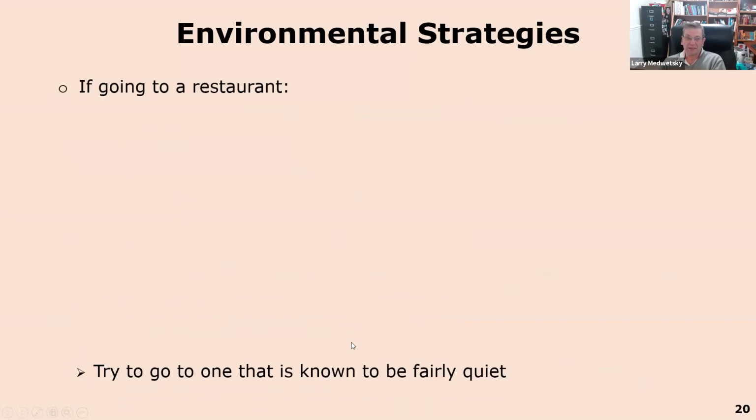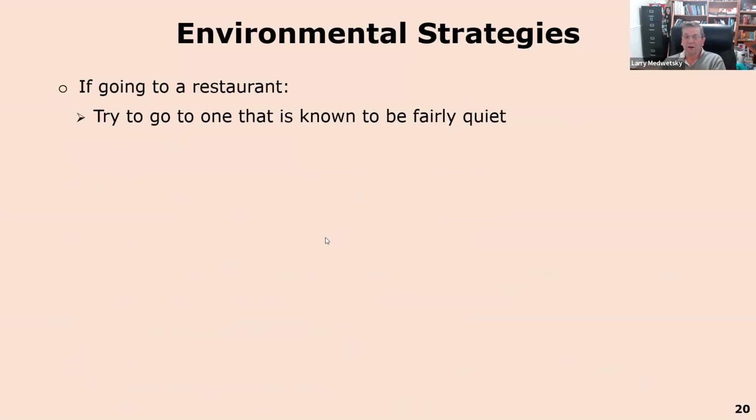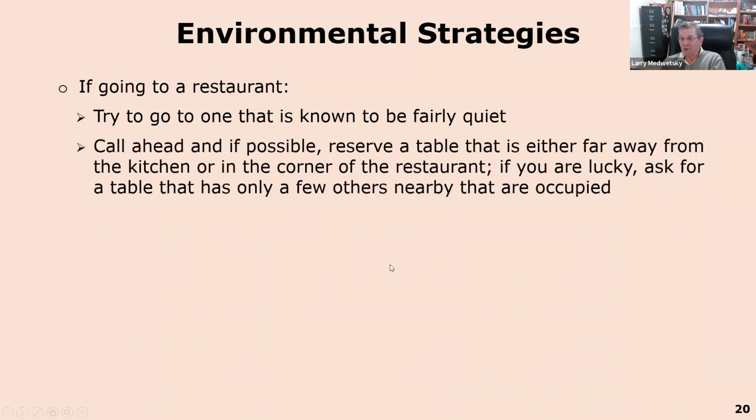If you go to a restaurant, try to go to one that's fairly quiet. If you can, call ahead to make a reservation if possible, and ask for a table that's far away from the kitchen because that's where you're going to hear a lot of noise as they wash the dishes and make the food. Or ask for it to be in a corner of a restaurant where there's not as many tables, and that tends to be farther away from the kitchen.